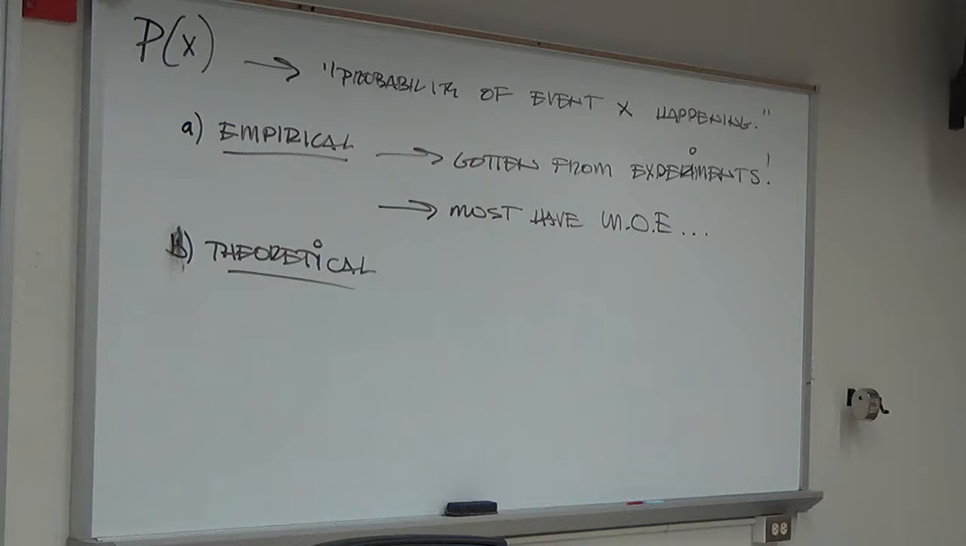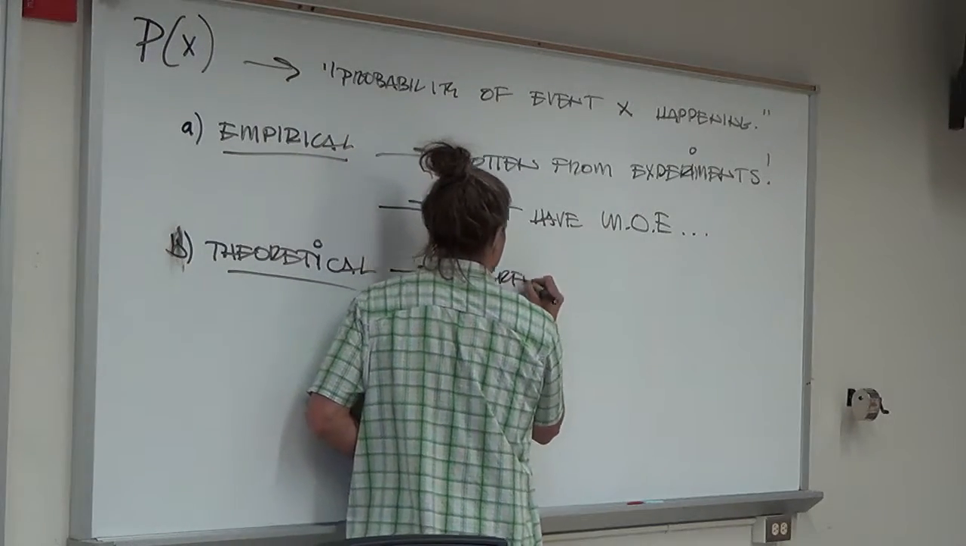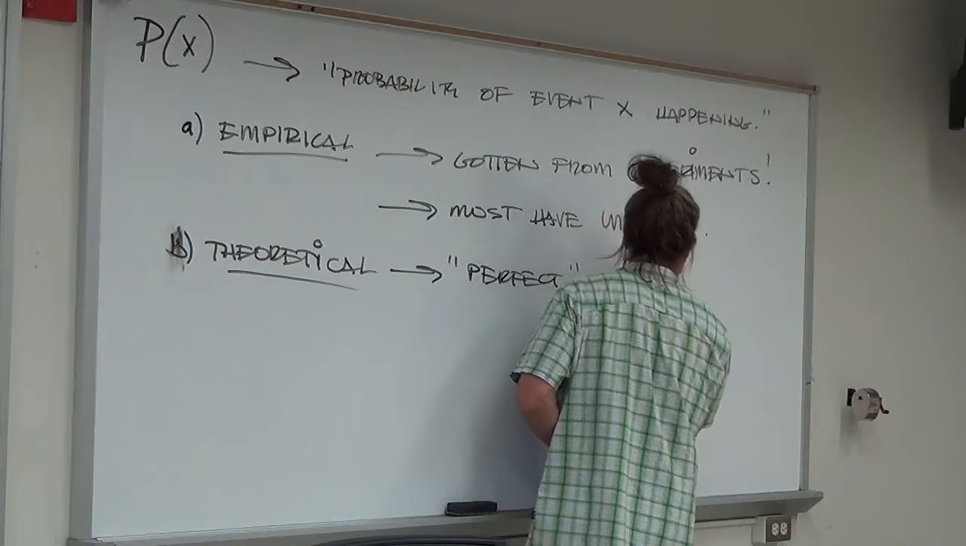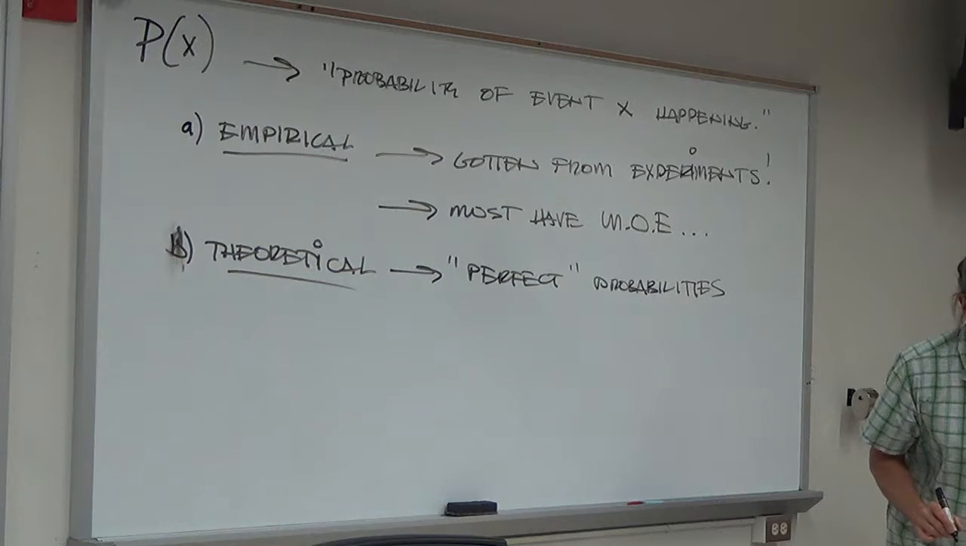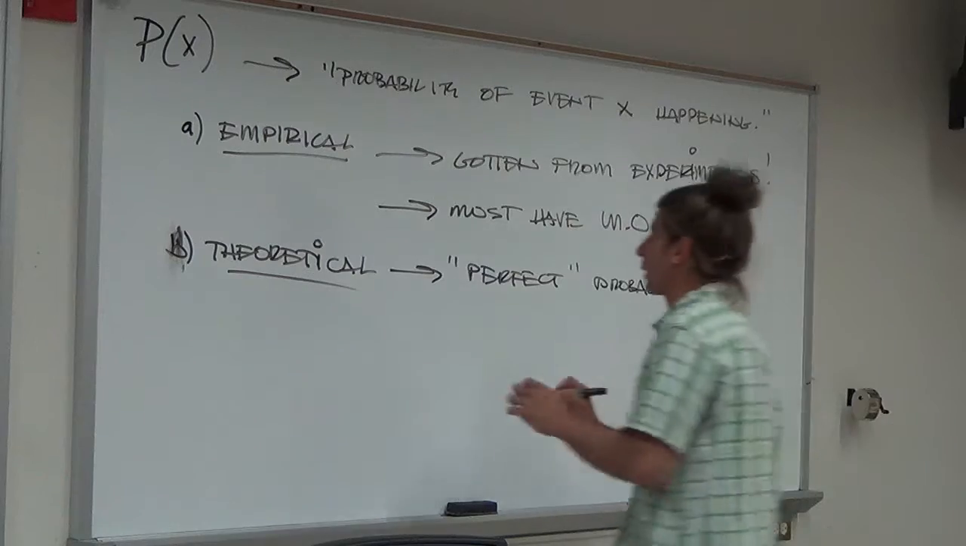A theoretical is perfect probabilities. Why is everything close? Because it's very limited when you can get these. Well, there is, but it's very, very limited. These are extraordinarily limited.